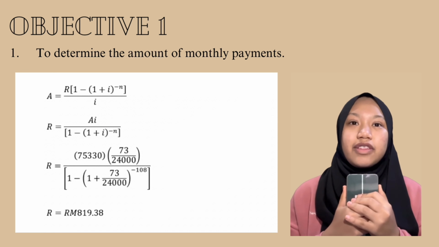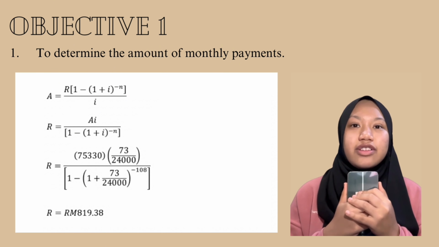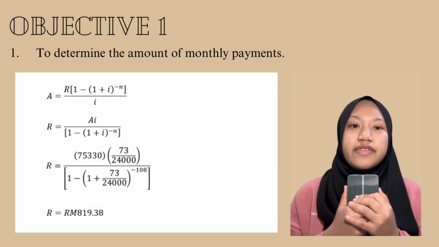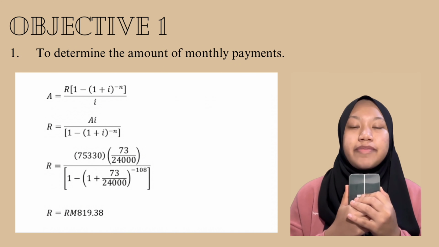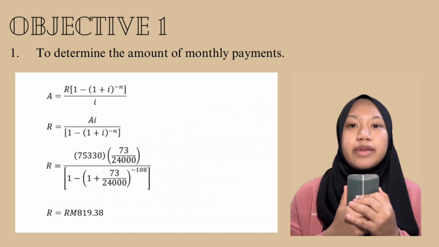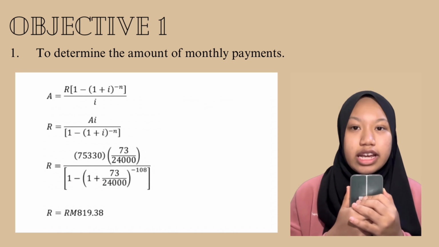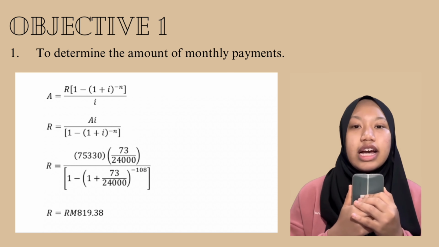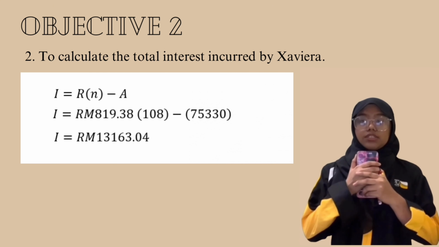Objective 1, to determine the amount of monthly payment. We will use the formula A equals R multiplied by [1 minus (1 plus i) to the power of negative n] divided by i. We shift R and i, so R equals A multiplied by i, divided by [1 minus (1 plus i) to the power of negative n]. So R equals 75,330 multiplied by 73 over 24,000, divided by [1 minus (1 plus 73 over 24,000) to the power of negative 108]. The answer for R is RM 890.38.